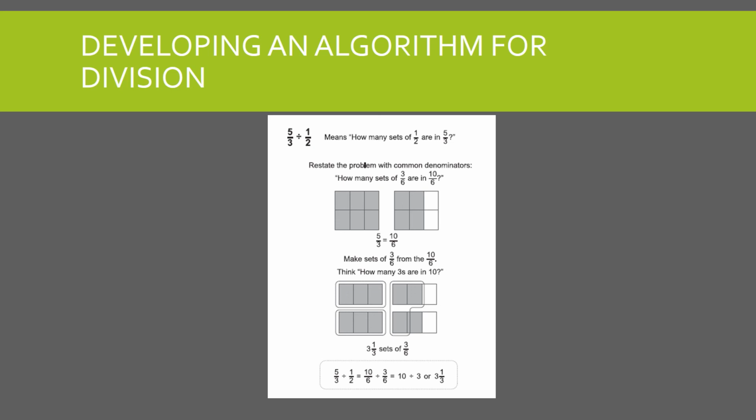So we have 10/6 written down there. Now how many sets of 3 can you get out of them? Well, you can get 3 and 1/3 because you have 1 left over. That's kind of tricky. Really look into the division of fractions to make sure that you understand the modeling of this.